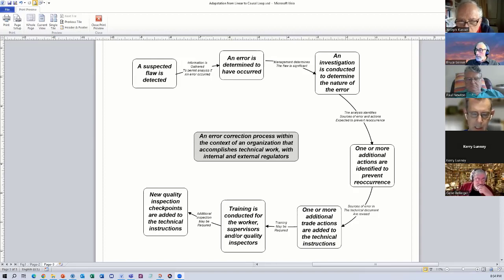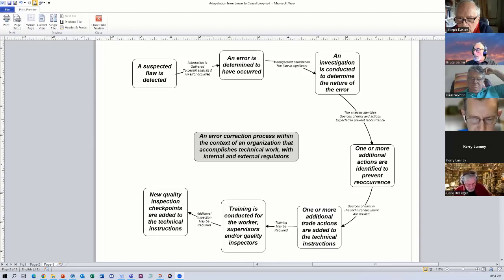In this particular case, what drew me to draw this picture the first time was we kept on having the problems, and it was like, well, why is that? We wanted to blame the workforce for not doing their job. We wanted to blame the supervisors for not supervising properly. And we wanted to blame the inspectors for not catching it. And I said, well, maybe not. Let's just add one additional step to this loop.